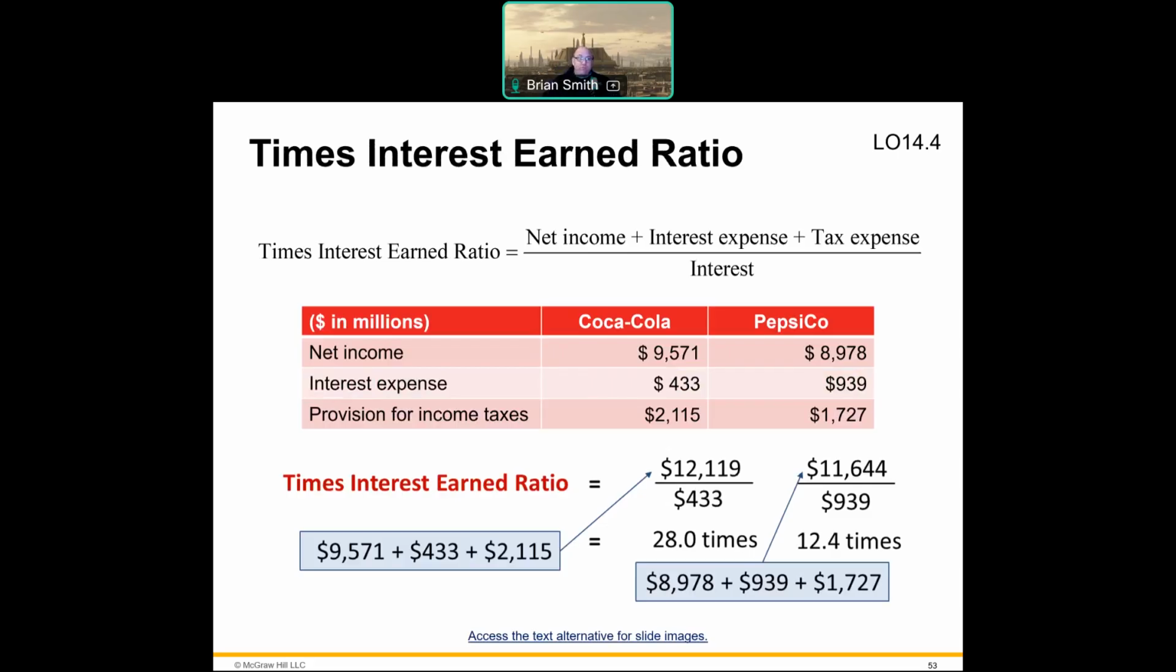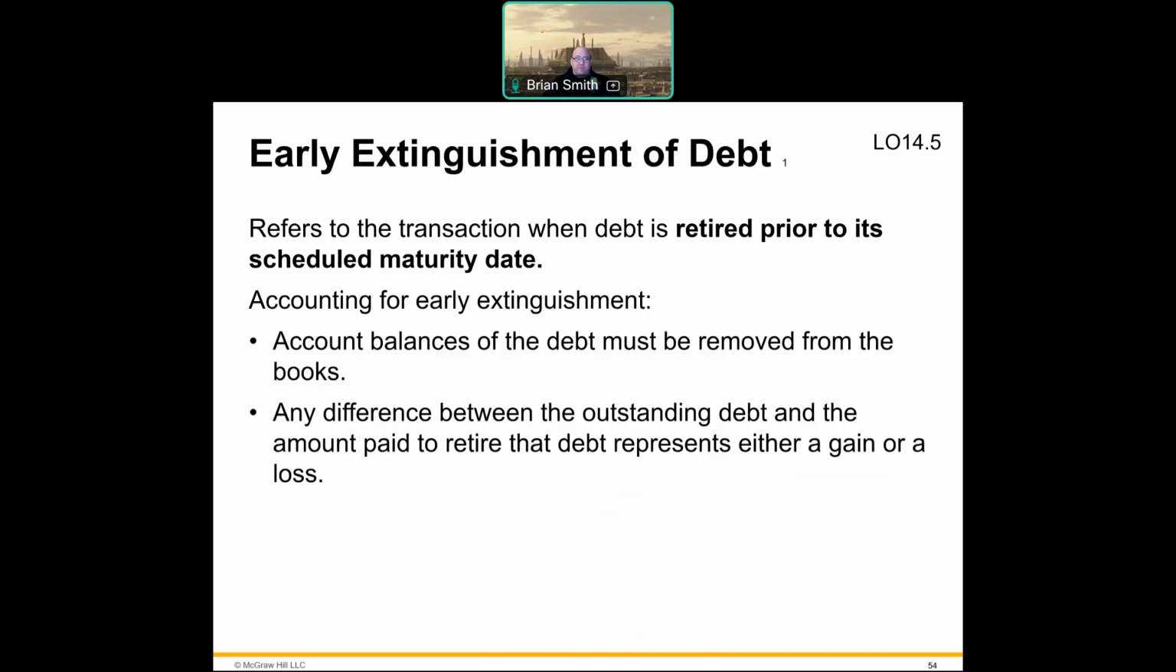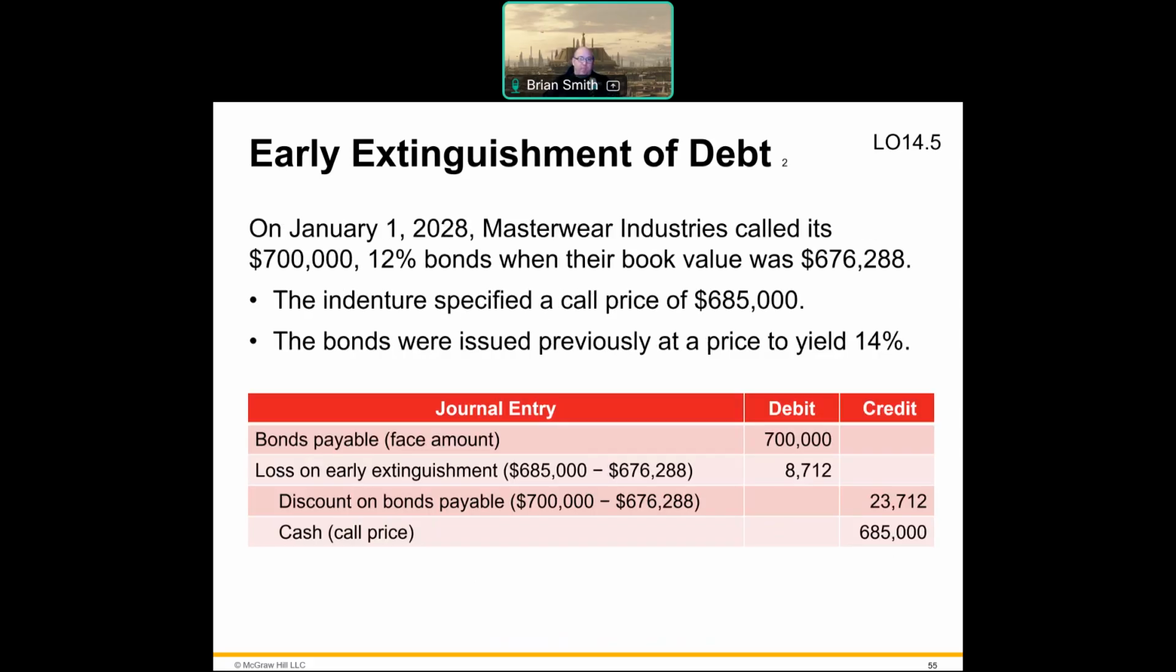Okay. Early extinguishing a debt. Sometimes a company can extinguish their debt earlier. There's usually provisions for that. If a company wants to do that, they have a specified call price. They do call their debt. And so what we're going to do is take losses or gains on the early extinguishing of debt. 99% of the time it's going to be a loss.